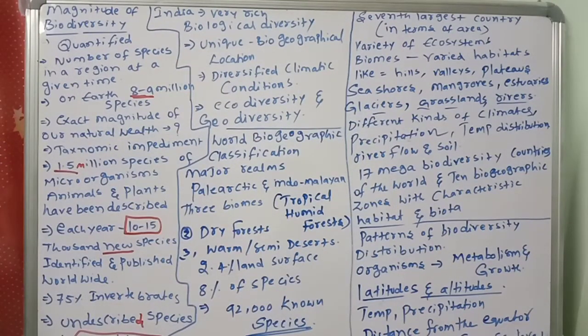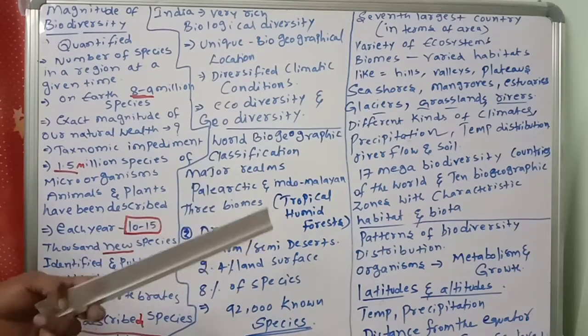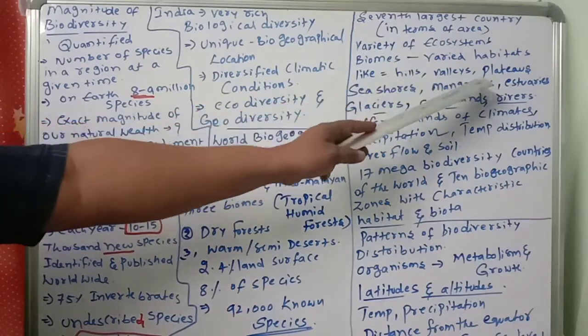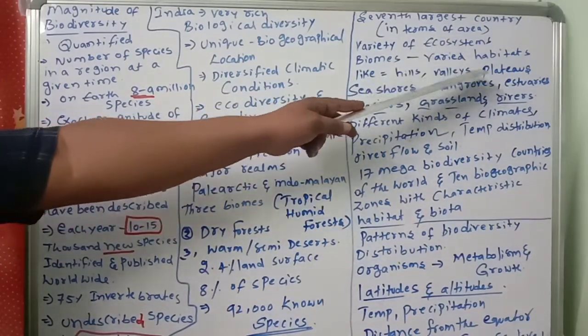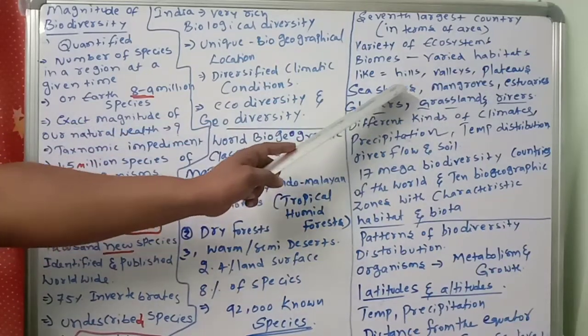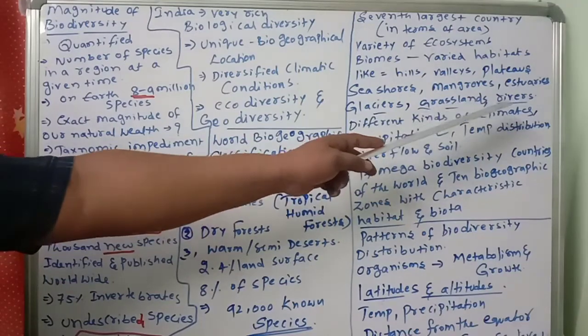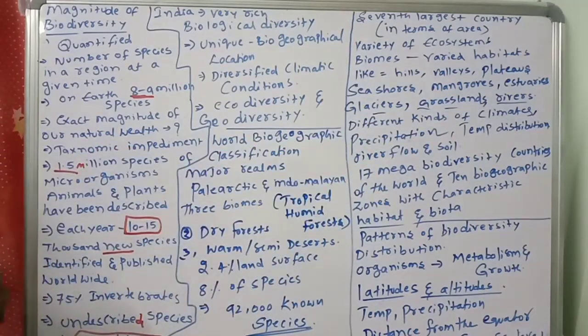Once again, India has a variety of ecosystems, biomes with its varied habitats. What are the habitats? Hills, valleys, plateaus, seashores, mangroves, estuaries, glaciers, grasslands, and the very important one, the river basins. River basins are also there in India.